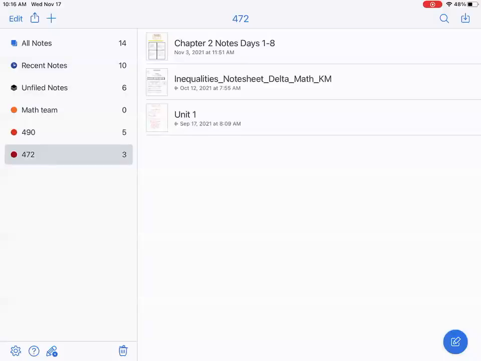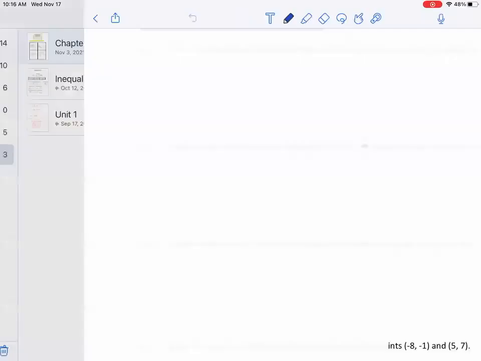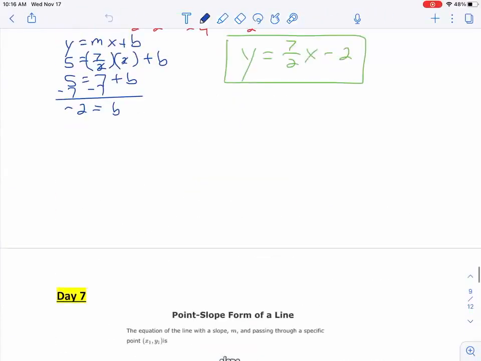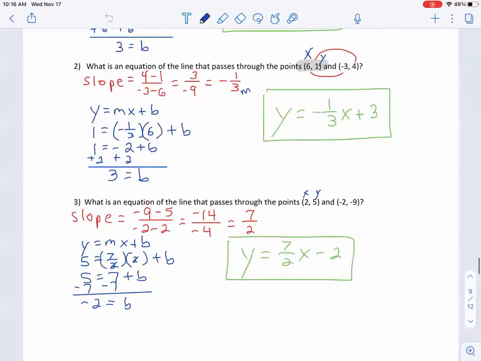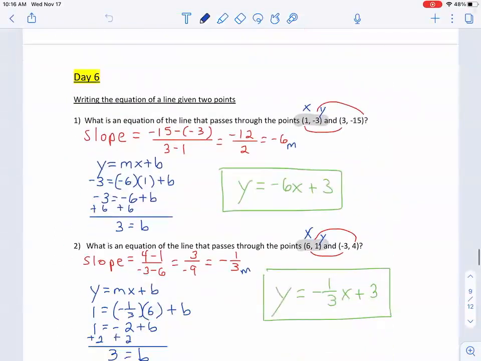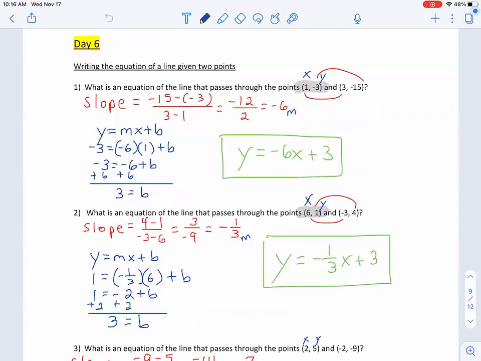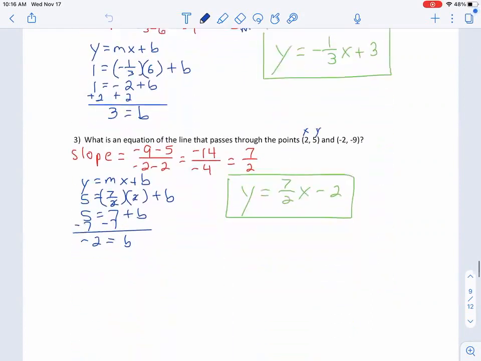Alright, guys, so let's go to Notability here. And we finished up our notes here on day 6. And this is the stuff that we were doing. So just like our warm up, given a slope, given a point, writing the equation in slope intercept form, and then graphing that thing.